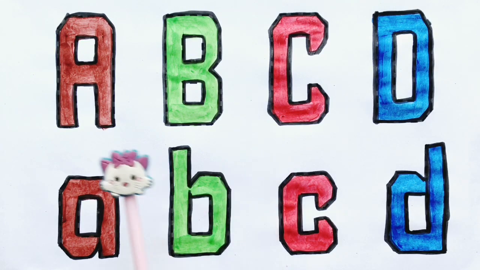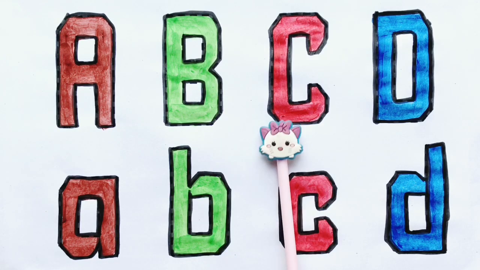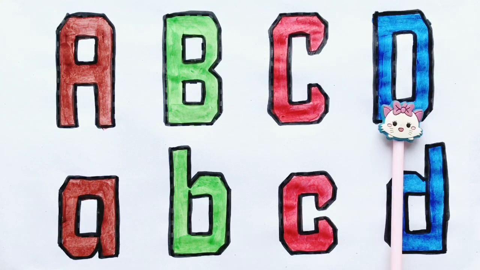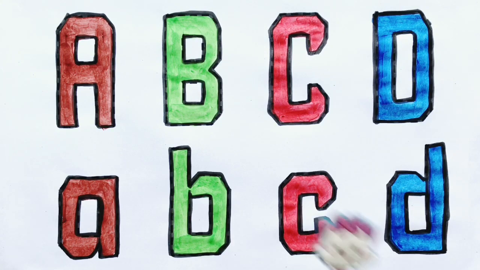Let's repeat and learn. Capital letter A. Small letter A. Capital letter B. Small letter B. Capital letter C. Small letter C. Capital letter D and small letter D.